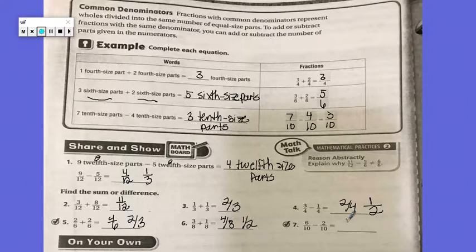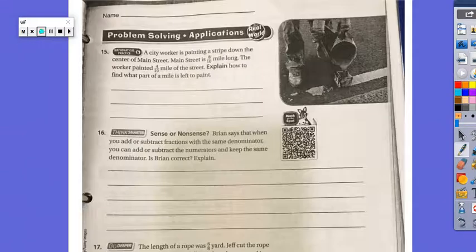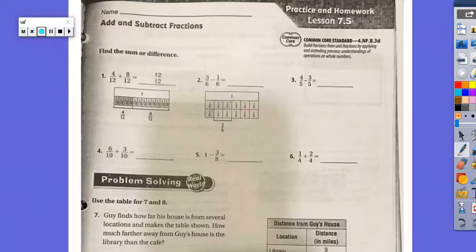And then we have a subtraction one. 6 minus 2 is 4/10. You can reduce this one because they have a 2 in common. 2 times 2 is 4, and 2 times 5 is 10. Alright, those are just some example problems, and I'm going to bring you right to your homework.